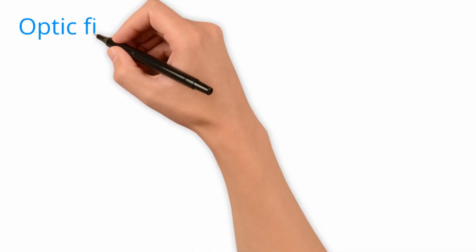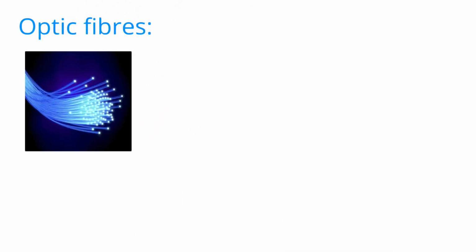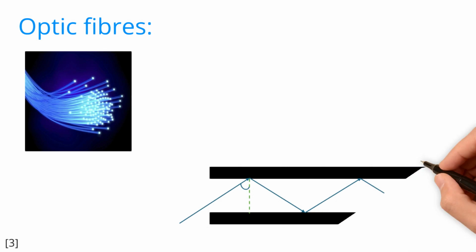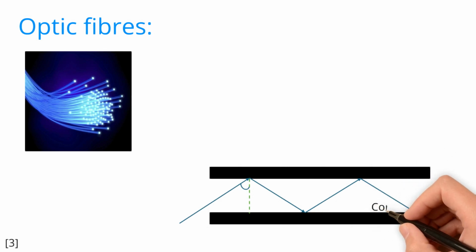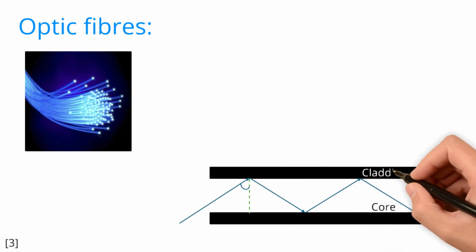Optic fibers are a mechanism of transporting light radiation. They are composed of two materials of different optical densities. These are the core and the cladding.